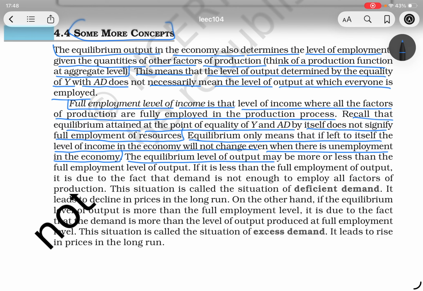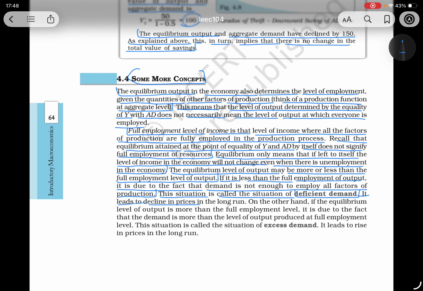The equilibrium level of output may be more or less than the full employment level of output. If it is less than the full employment level of output, it is due to the fact that demand is not enough to employ all factors of production. This situation is called the situation of deficient demand. It leads to a decline in prices in the long run. On the other hand, if the equilibrium level of output is more than the full employment level, it is due to the fact that the demand is more than the level of output produced at full employment level. This situation is called the situation of excess demand. It leads to a rise in prices in the long run.